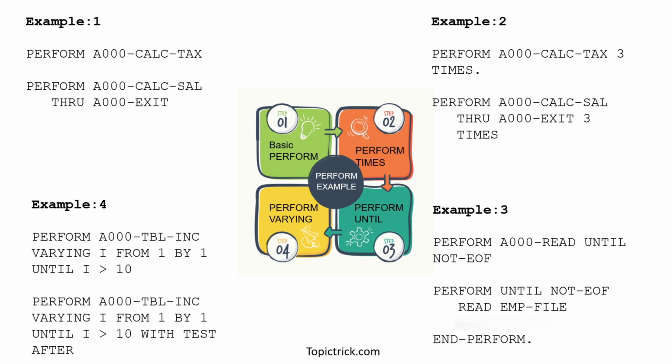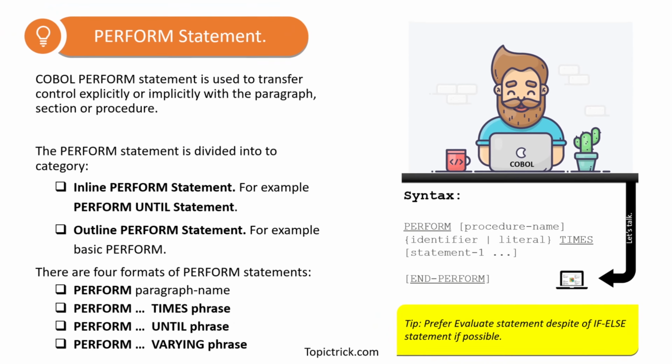Now let's move on to the next example, that is perform with varying option. In this example you have a perform keyword followed by a paragraph, then a varying keyword and a variable I whose value will be incremented one by one until the condition is satisfied. The varying clause is generally used whenever you are working with arrays or tables in your COBOL program. And the last point is that you can also use test before and test after conditions as per your requirements. Now let's move on to the next COBOL statement, which is known as the COBOL evaluate statement.